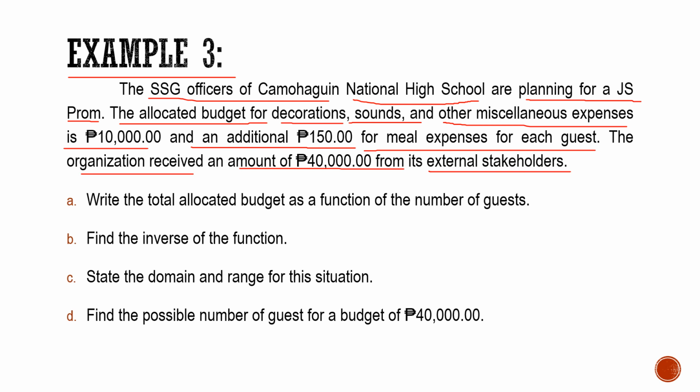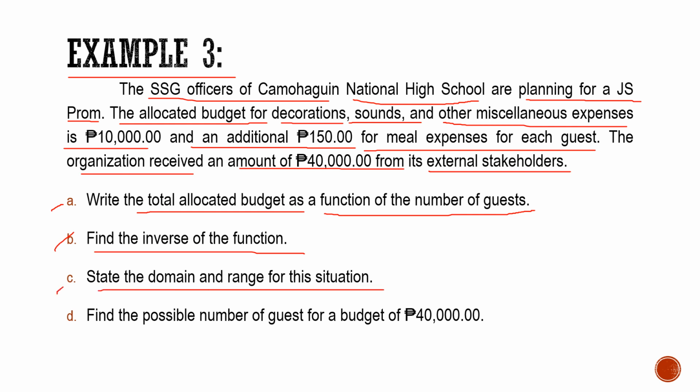So we're asked to write the total allocated budget as a function of the number of guests. Find the inverse of the function. So after getting the function, we're asked to find the inverse of the function. Then for letter C, state the domain and range for this situation. And for D, find the possible number of guests for a budget of 40,000 pesos.